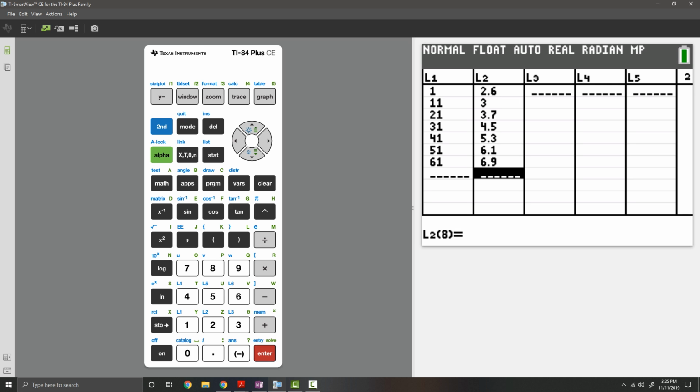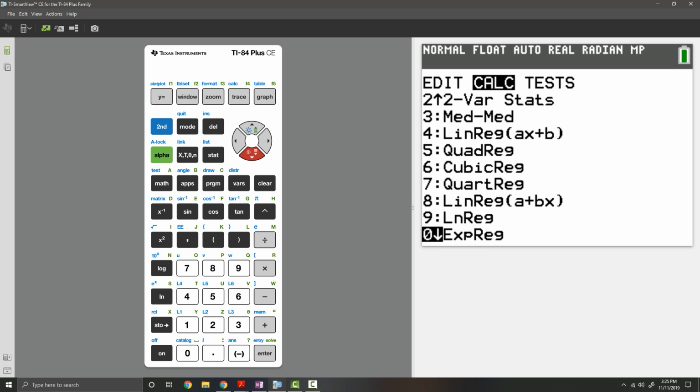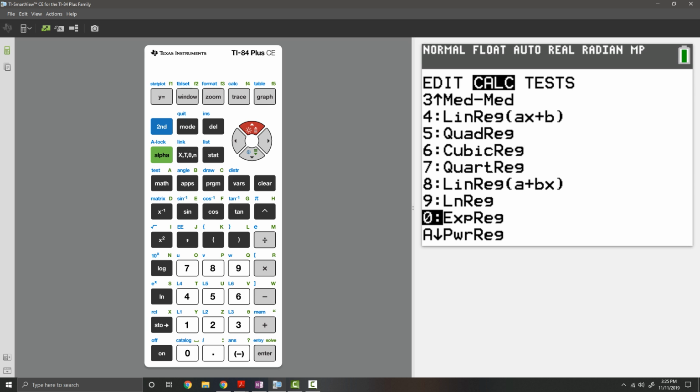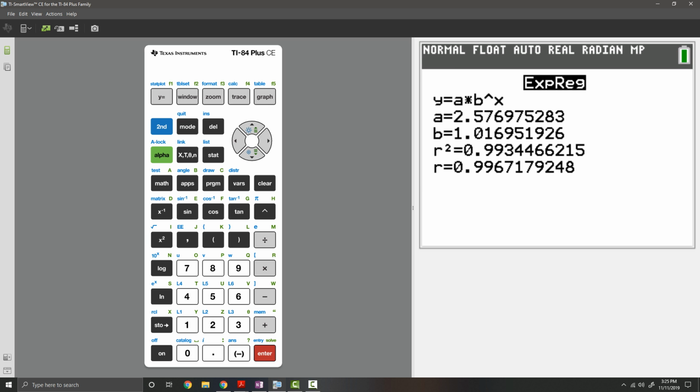Now to get those printouts that were shown, you go to stat and then over to calculate. Option 4 is a linear regression, and then the other one was exponential, that 0 option, right? If I hit that 0 option, then I put X in L1 and Y in L2. That's what's going to be default. Then you can just go down to calculate, and there's the same output shown there in the book, right?